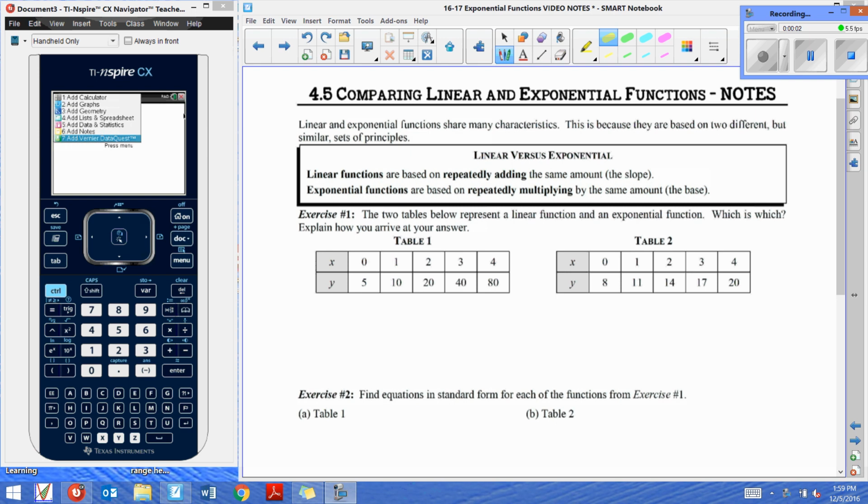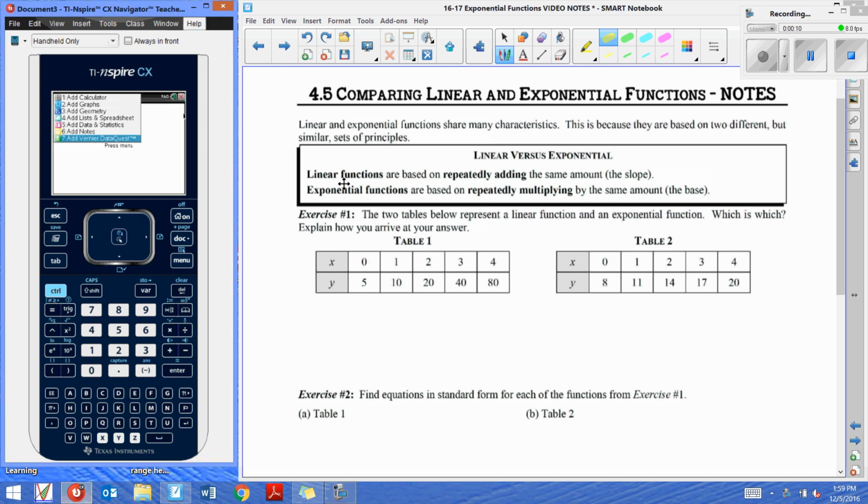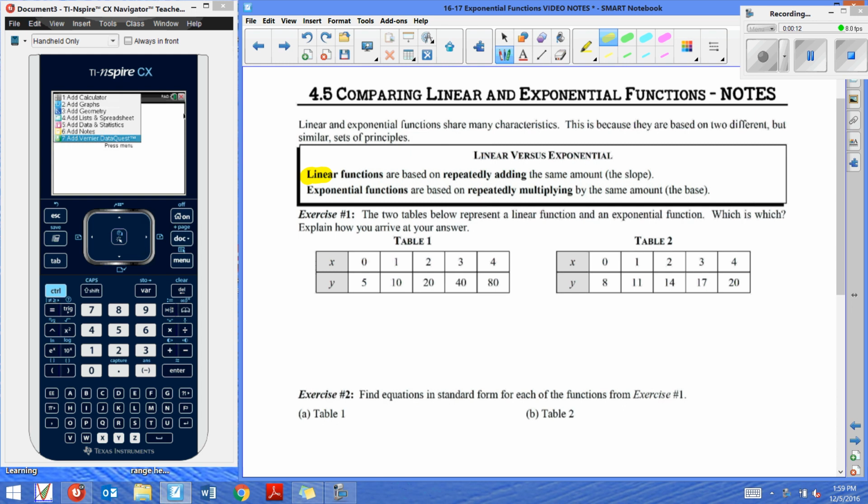You are watching the 4.5 lesson video on comparing linear and exponential functions. So just a quick recap. Linear functions. We should know that if we're dealing with linear functions, we are repeatedly adding. We call this the slope. With exponential functions, on the other hand, we aren't adding, we are multiplying. And this is going to be the base, the multiplier.